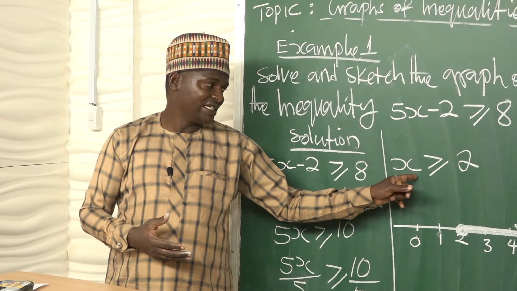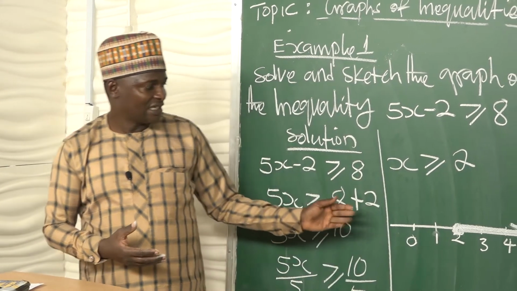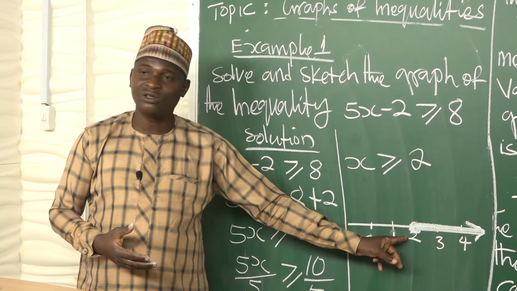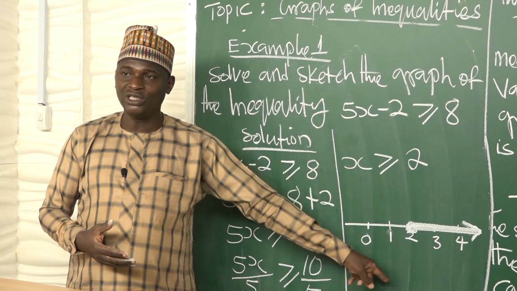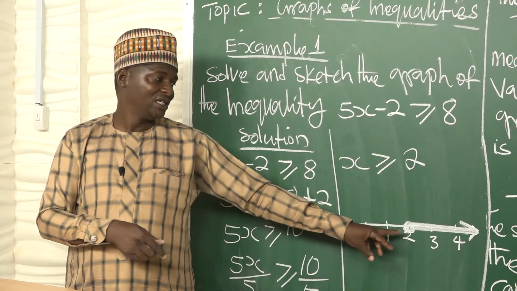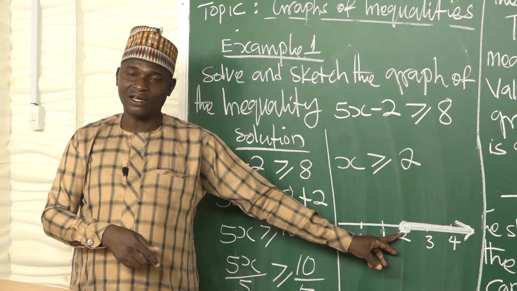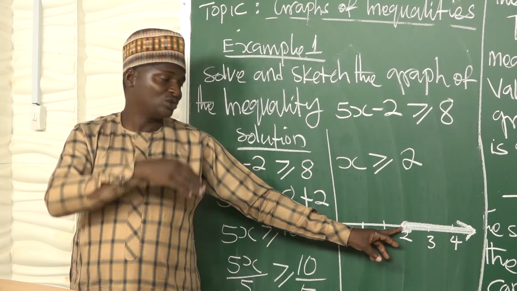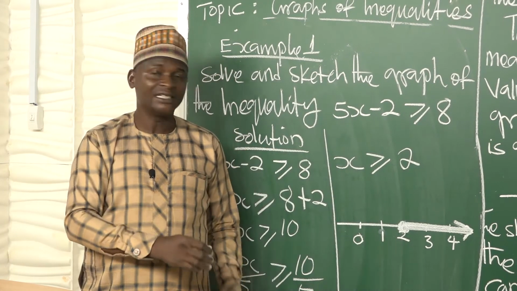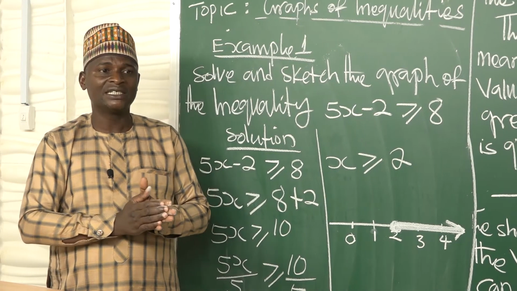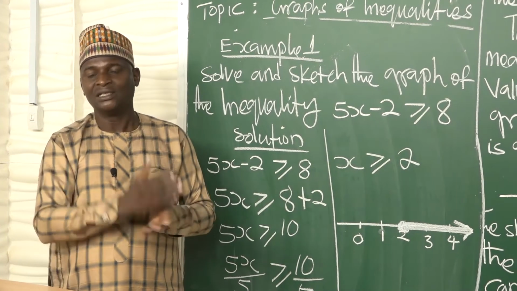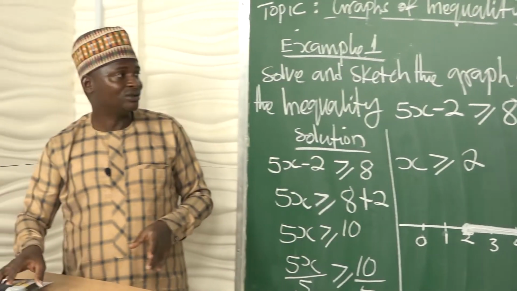And the graph of this x is greater than or equal to 2 is now, you draw your number line, make sure 2 appears on the number line. And since 2 is included in the solution, you now shade the circle that appeared on 2. So it is shaded and you point the arrow to the right and shade the line there to show that the solutions start from 2 and numbers greater than 2.